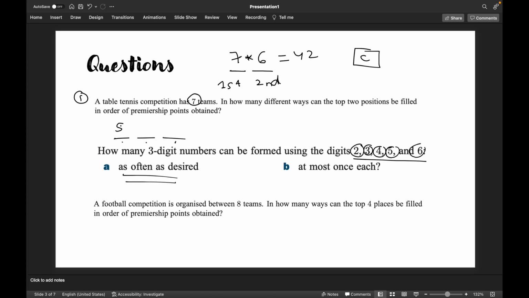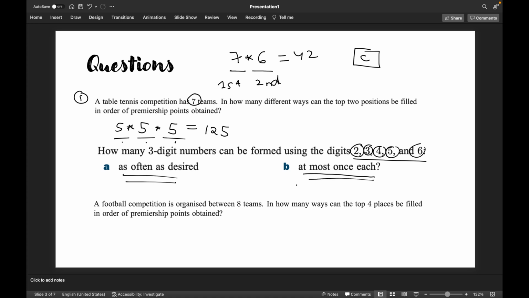So this can be filled in 5 ways. Even the second one can be filled in 5. Even this. Now we have to multiply them because they're in succession and they're independent events. So it's going to be 125. That's the answer.